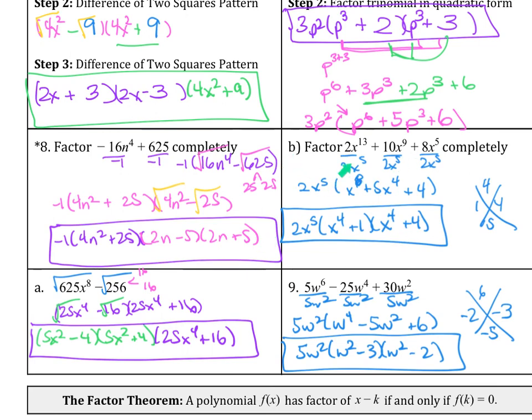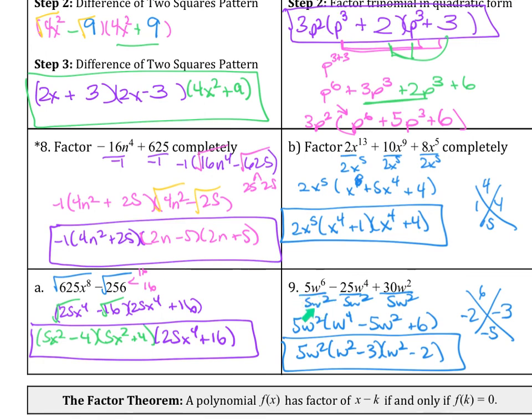For letter B, you can divide out a 2x to the 5th from every term, so you put it in the front. You're left with x to the 8th plus 5x to the 4th plus 4. So 8, we can cut that in half to 4, right? So that works out. If this is double this, then we can split it up. So x to the 8th, we change it to x to the 4th and x to the 4th. We can do the x method, so it multiplies to 4, that adds to 5, and that's 1 and 4. Then you split it up. So 2x to the 5th times x to the 4th plus 1, and x to the 4th plus 4.